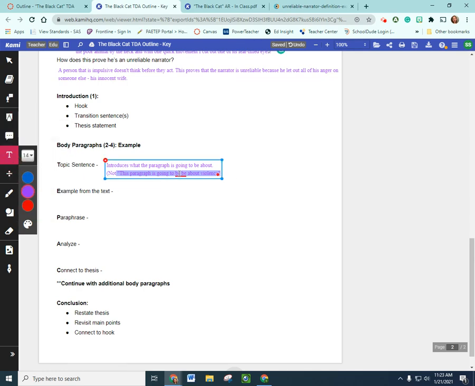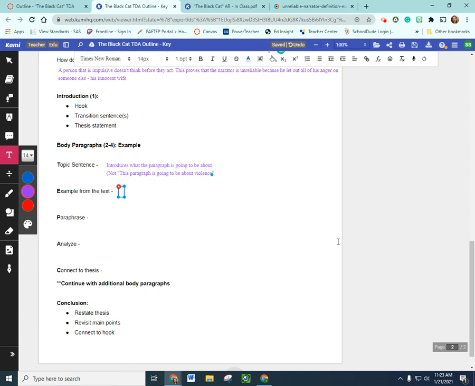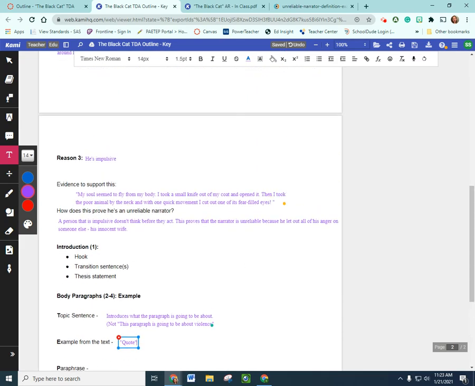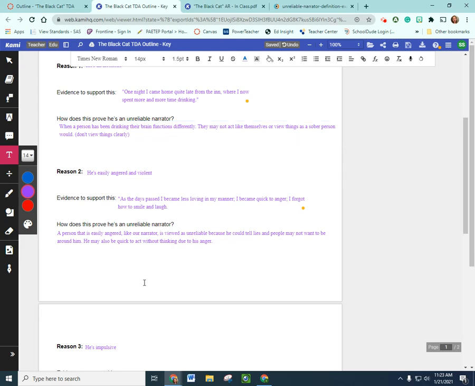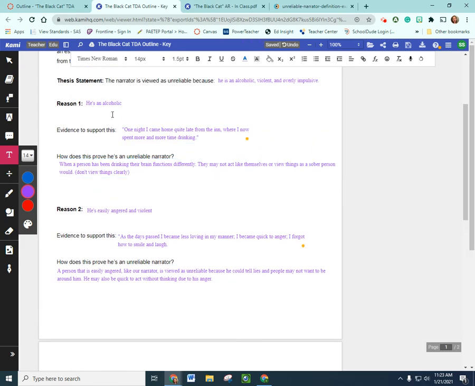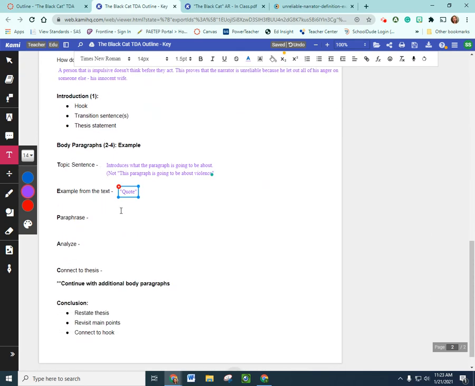Alrighty. Examples from the text. I can sum this up in one word. I'm looking for a quote. So you can use those quotes that we used above. But if you have a quote from the story, like if you think you have a better quote for violence or a better quote for him being an alcoholic, you can totally use that. Okay? So it just needs to be a quote. You then paraphrase that quote or put the quote into your own words. I want you to say, this quote means blah, blah, blah. Okay?